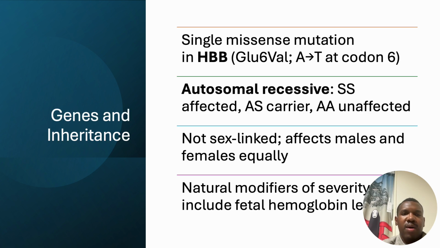All of this comes back to a single genetic change. It's a missense mutation in the HBB gene, where glutamic acid is replaced by valine in the beta-globin chain. The inheritance pattern is autosomal recessive, which means that a person needs two abnormal copies to develop the disease. One abnormal copy makes a carrier, but typically carriers don't get sick themselves. And importantly, this is not sex-linked. Both men and women are equally affected.